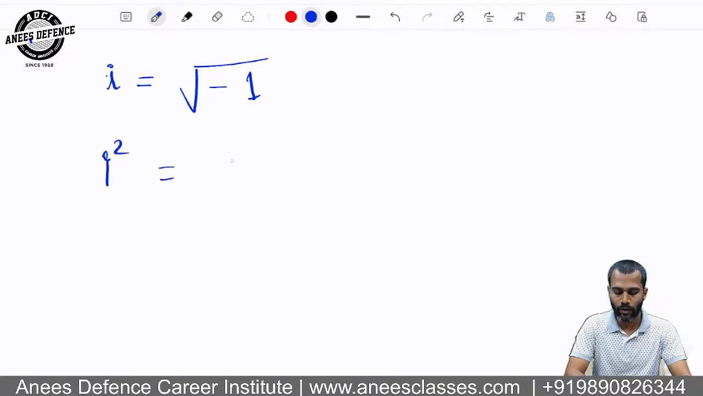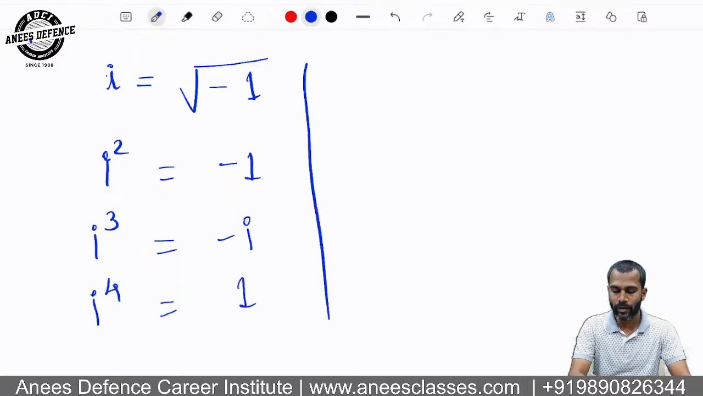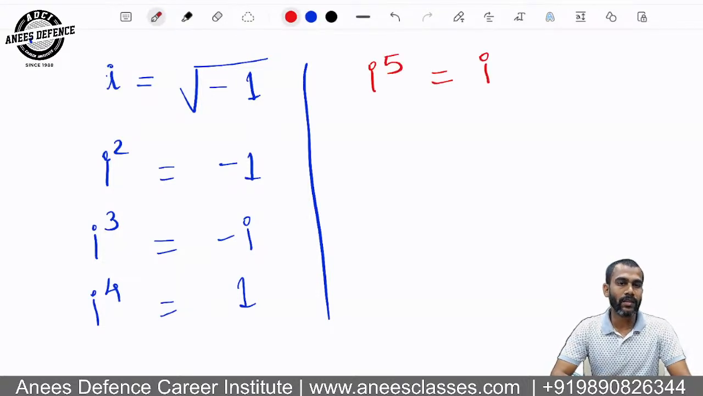Minus 1. Very good. What is iota cube? Tell me. Minus iota. Very good. What is iota raised to 4? That is 1. Now, what is iota raised to 5? Tell me. Iota again. Can I say the cyclicity is 4? Yes or no? After an interval of 4, it is getting repeated. The power of iota. Yes or no?